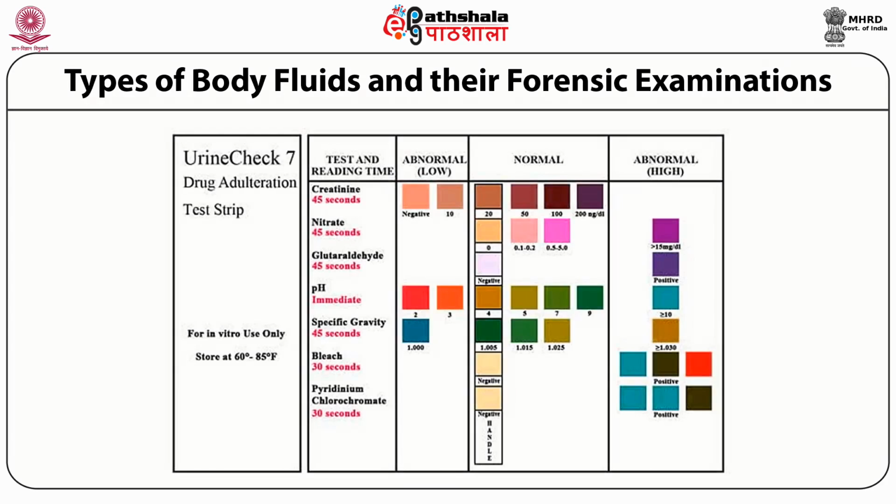This picture shows the urine check 7, a kit that a doctor or forensic scientist can use to check for the presence of urine, as shown here. It shows readings of normal, abnormal, and abnormal very high, for creatinine, nitrate, and glutathione at the head, and different pH, specific gravity, and bleach and pyridinium chloramine markers.